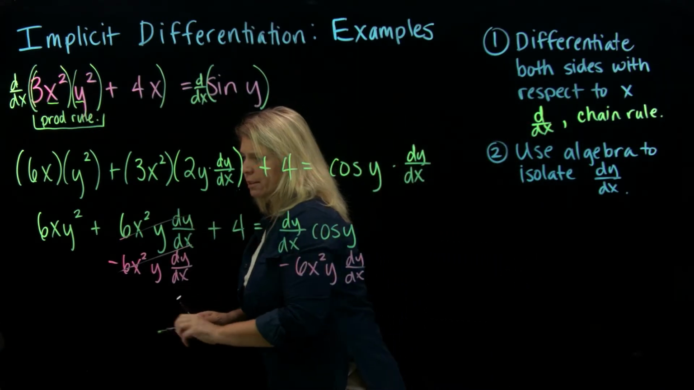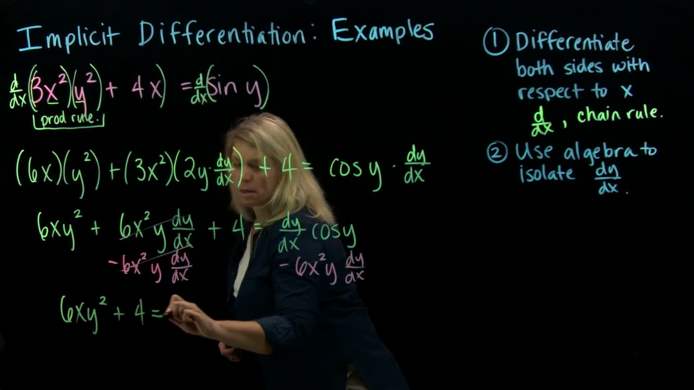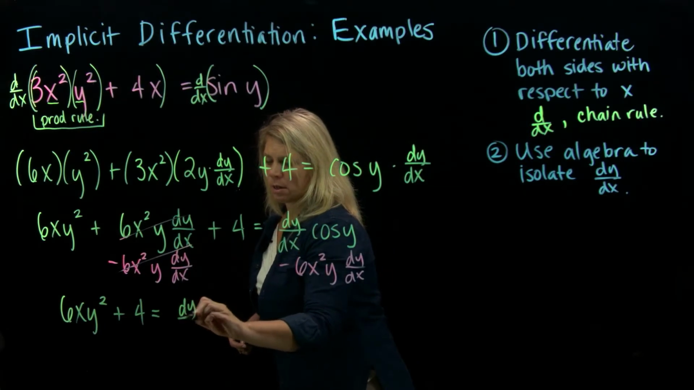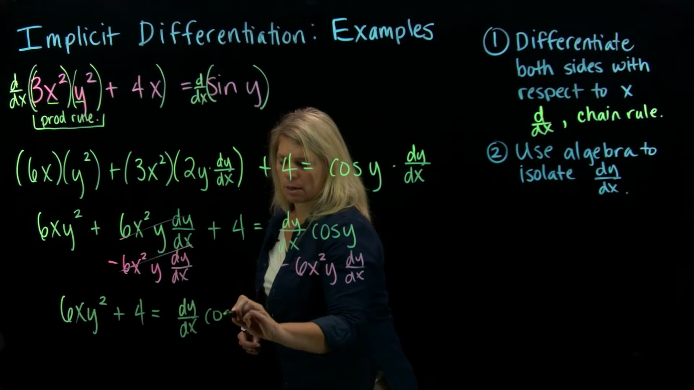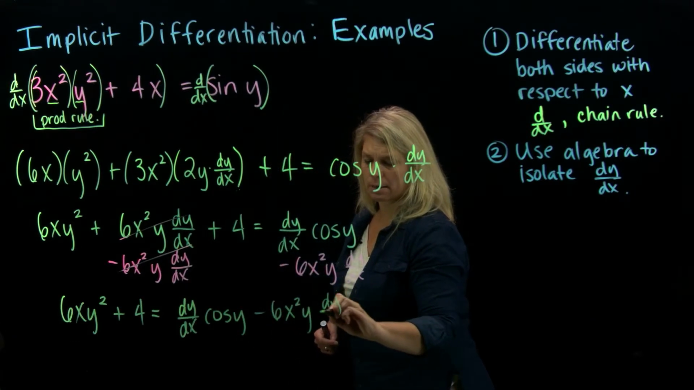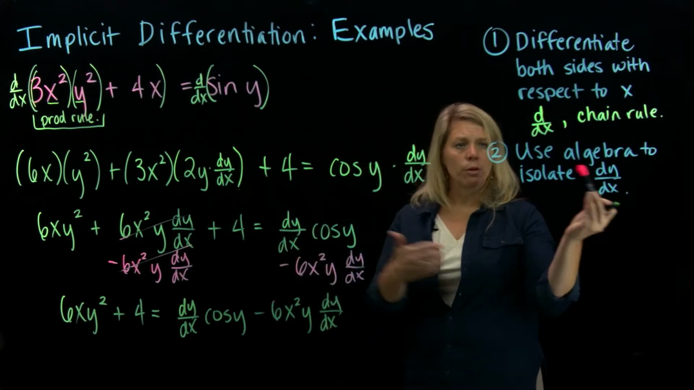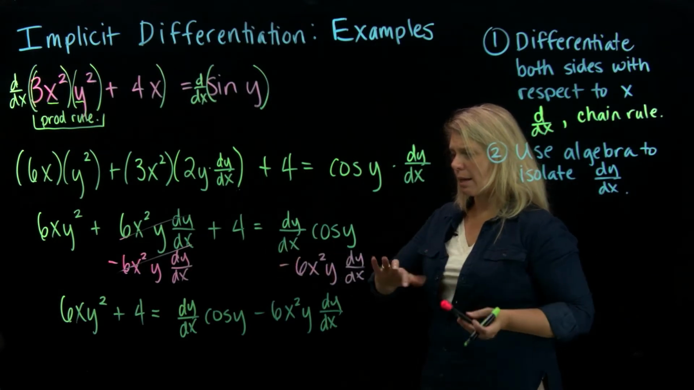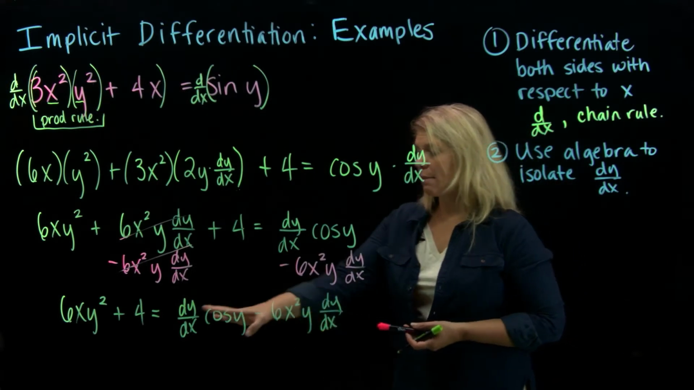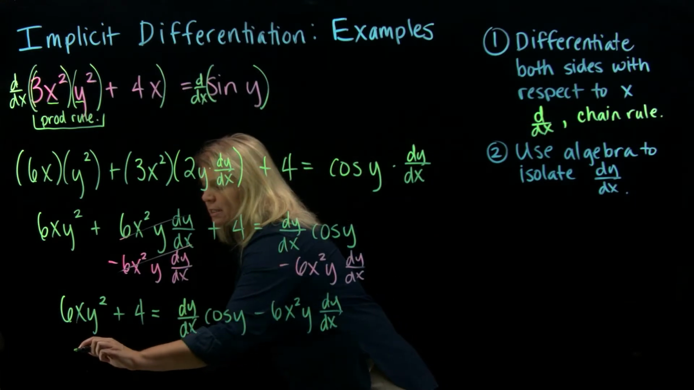Okay, so what I have left on the left side of the equation is 6xy squared plus 4 equals, and then these two terms on the right side: dy/dx cosine of y minus 6x squared y dy/dx. The algebra is the same every single time. After you move all the terms involving dy/dx to one side and all the terms that do not involve dy/dx to the other side, the next step is always to factor out a dy/dx, and then divide through by the factor that's left.